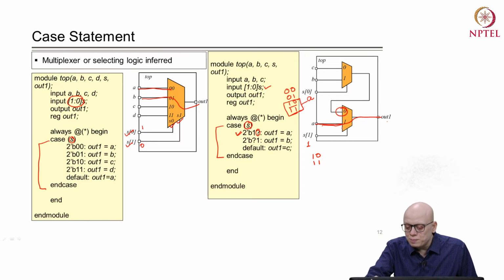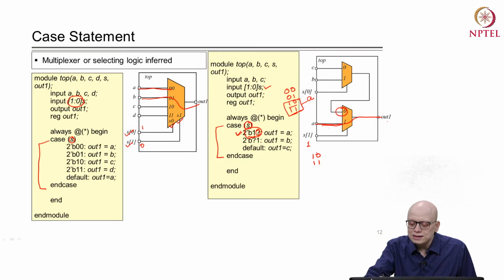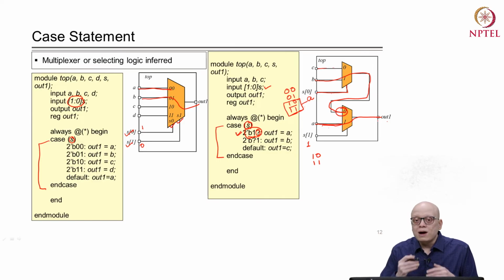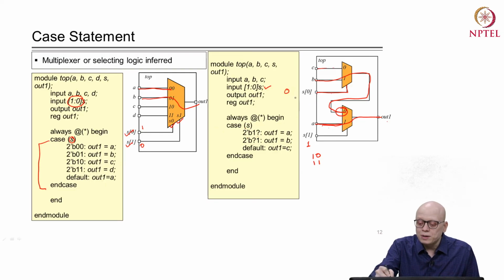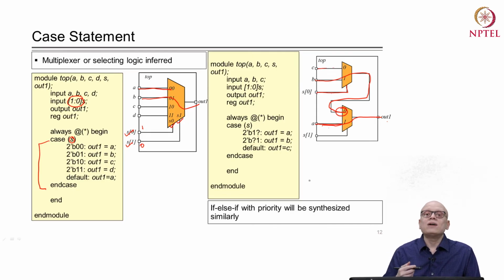Now, if it does not match the first statement or first condition, S1 question mark, then it goes to the next statement, and in that next statement it looks at S0, the lower bit. So, if the S0 bit is 1, then B will be selected and it will go to out 1, and if S0 is 0, then C will be selected and go to out 1. So, the required priority that we wanted, as described in this RTL code, is maintained by this circuit. So, this kind of priority can also be enforced by an if else if kind of construct.